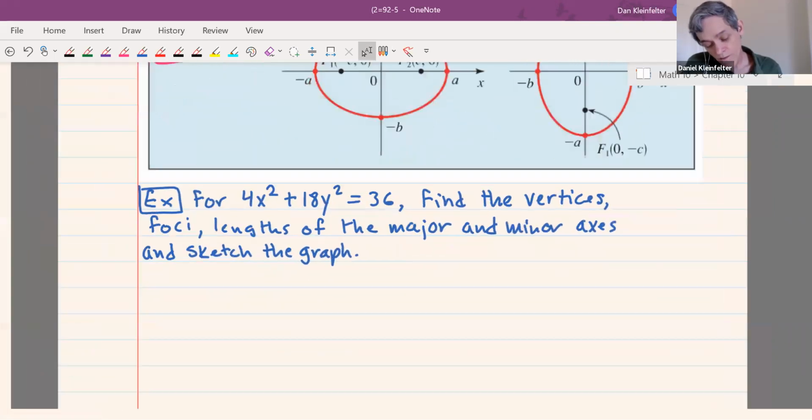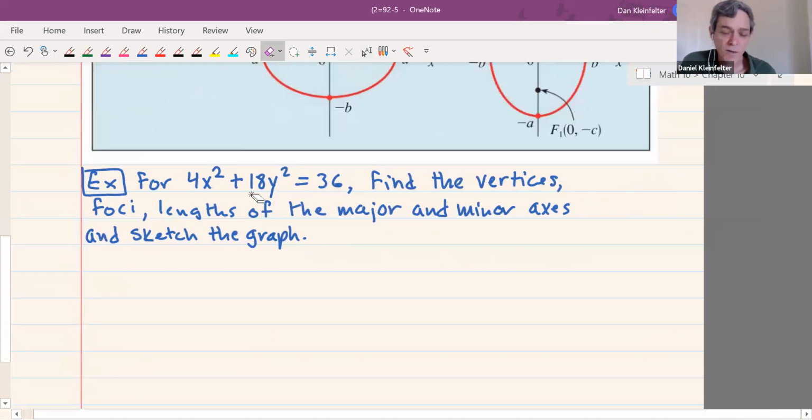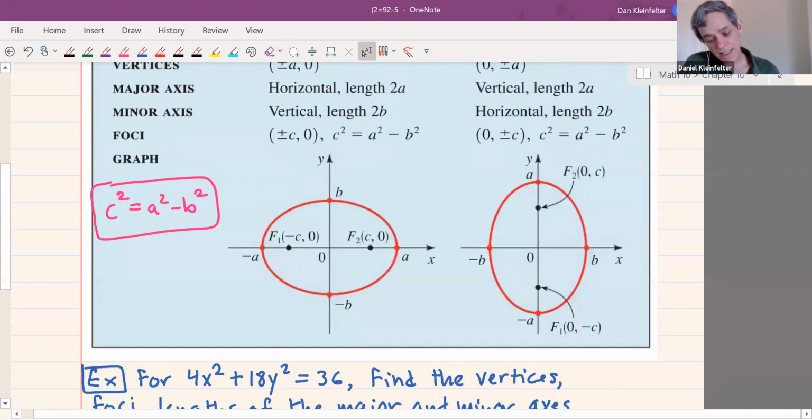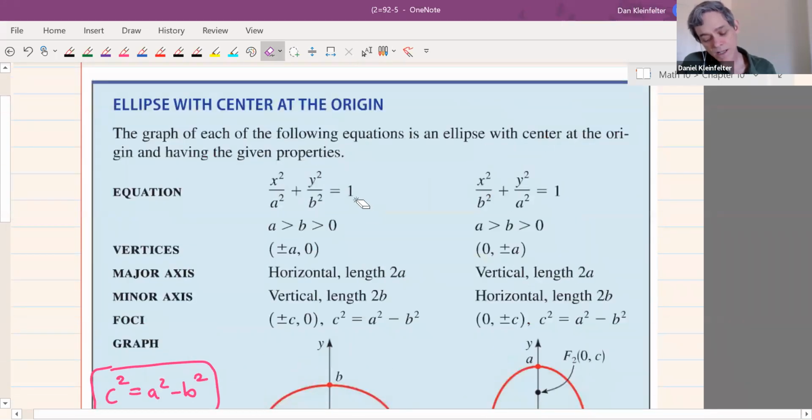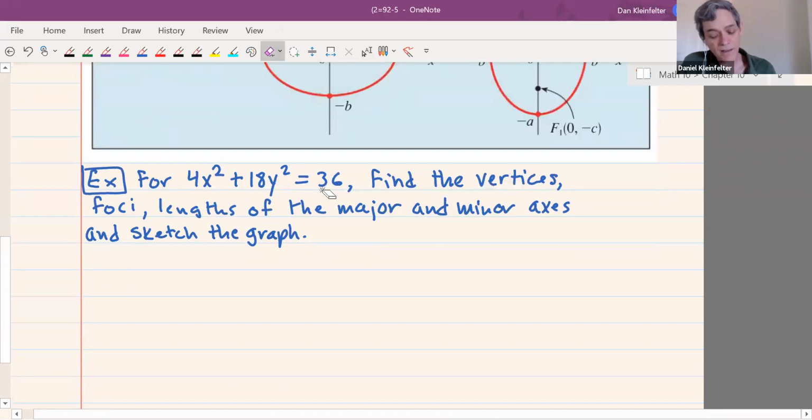Okay, so we've got this formula right here. It says find the vertices, the foci, the lengths of the major and minor axes, and then also sketch the graph. So let's try. How we're going to want to do this first is, I noticed that on these equations, they're both set equal to 1. So if we've got a formula that looks like this, where it's set equal to 36, then what I should do first is divide through by the 36, so that on the right side we have a 1.